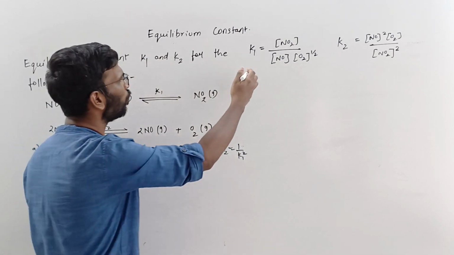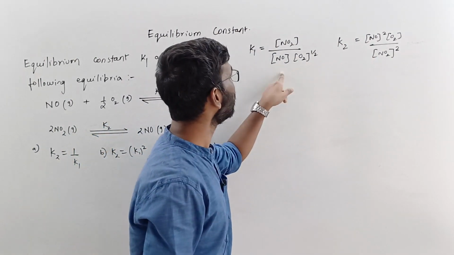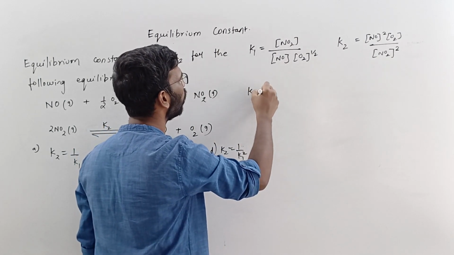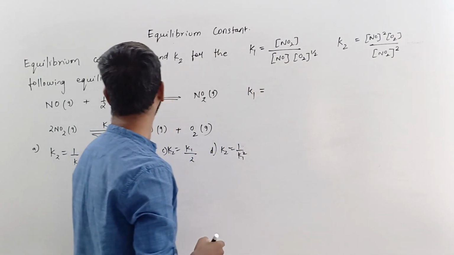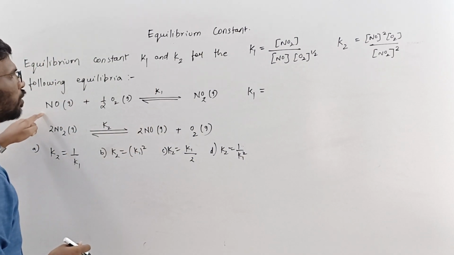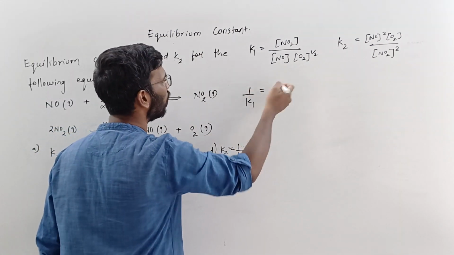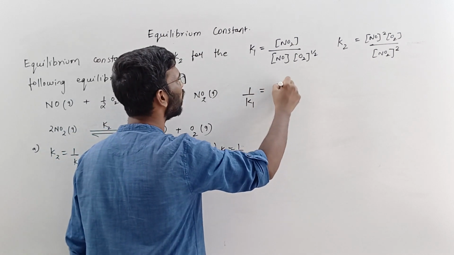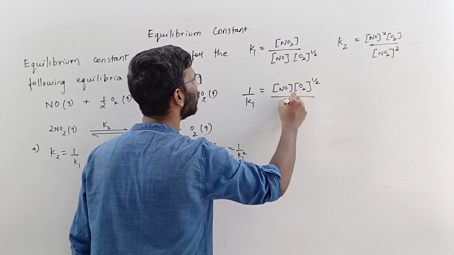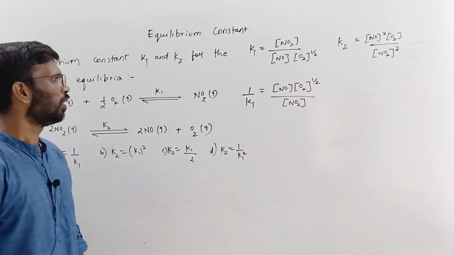Now if you write it this way, I want to reach over here, right? This equation and this equation are reversed, right? Means if I reverse this equation, I will write 1 by K1. 1 by K1 will be what? Opposite, no? NO and O2 raised to half, and this is NO2. This is 1 by K1.